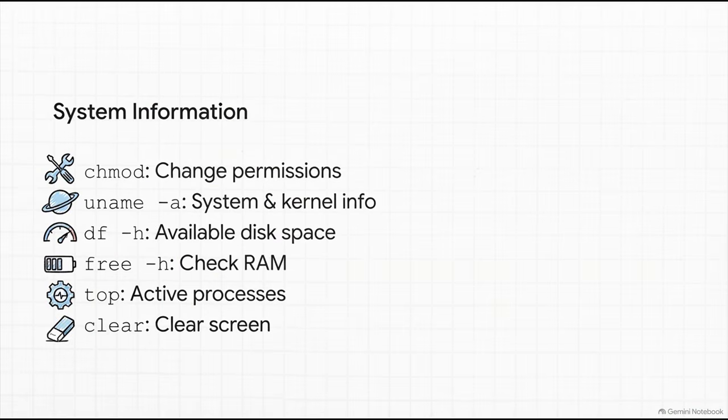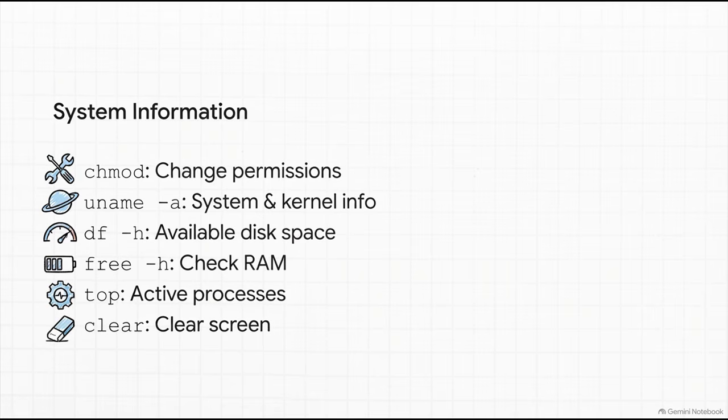With this newfound authority, you can use chmod 755 to dictate exactly who has permission to read, write, or execute a file. You can also check the vital signs of your machine. uname -a gives you the full system and kernel identity. df -h checks your available disk space in human-readable sizes like megabytes and gigabytes, while free -h does the exact same thing for your available RAM.